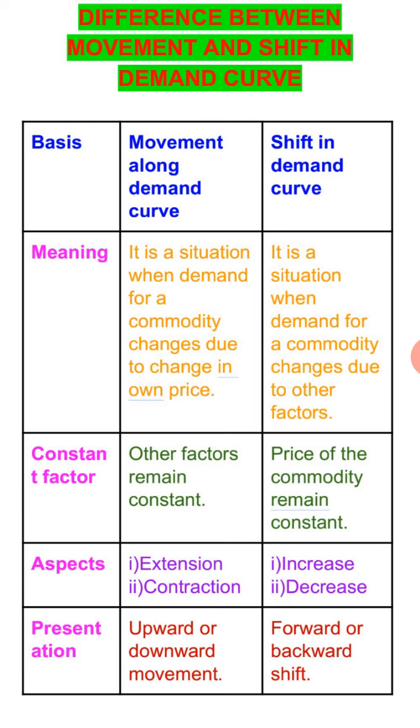Today we have seen the meaning of change in quantity demanded, that is also known as movement along the demand curve. It has two aspects, extension and contraction, which occur due to a change in the own price of the commodity. Thereafter we discussed the change in demand, that is also known as shift in demand. It also has two aspects, increase in demand and decrease in demand, which occur due to change in other factors. And last but not the least, we have discussed the difference between movement and shift in the demand curve.